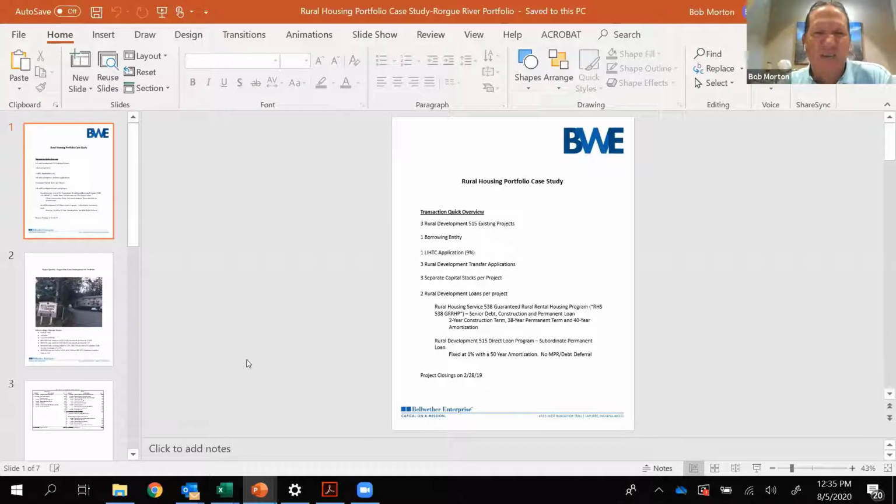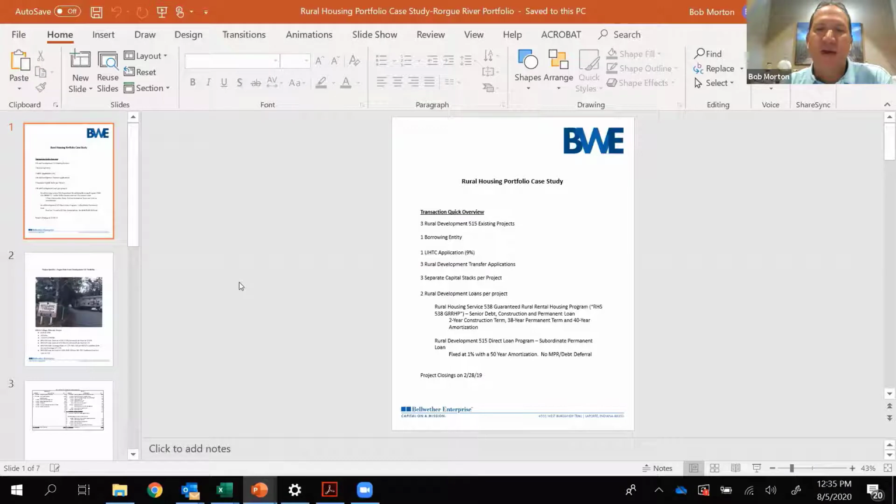So it's a three-project portfolio, 515s, with one borrowing entity, one tax credit application. There were three transfer applications with the 515, and even though there is one borrowing entity and one tax credit application, there are three different sets of capital stack. So each project has its own 538 loan, its own 515 subordinate loan, and the tax credit equity that's allocated to each project.